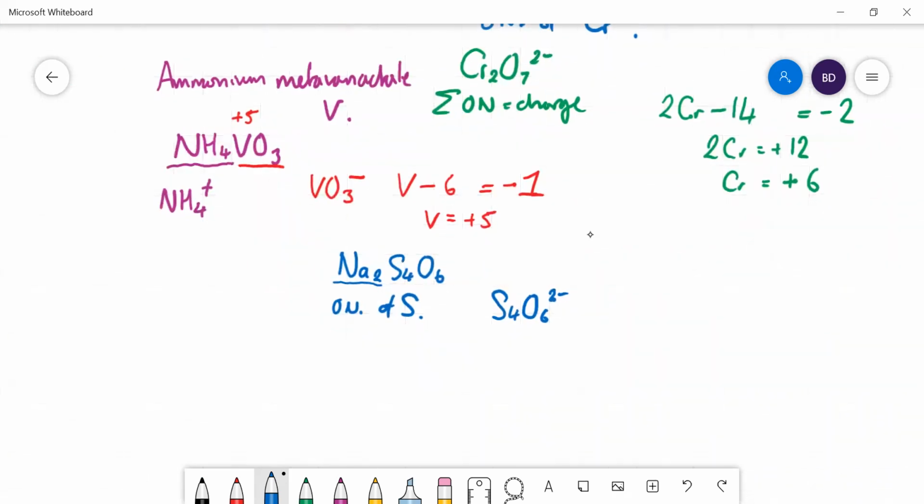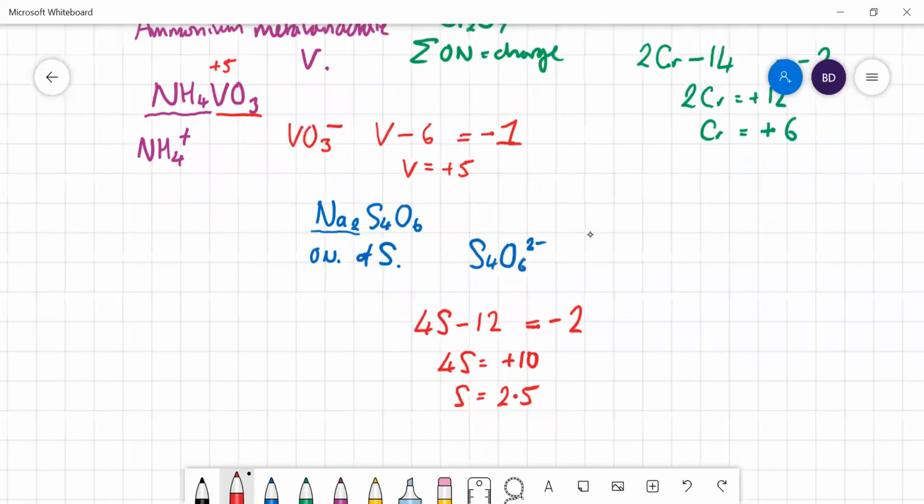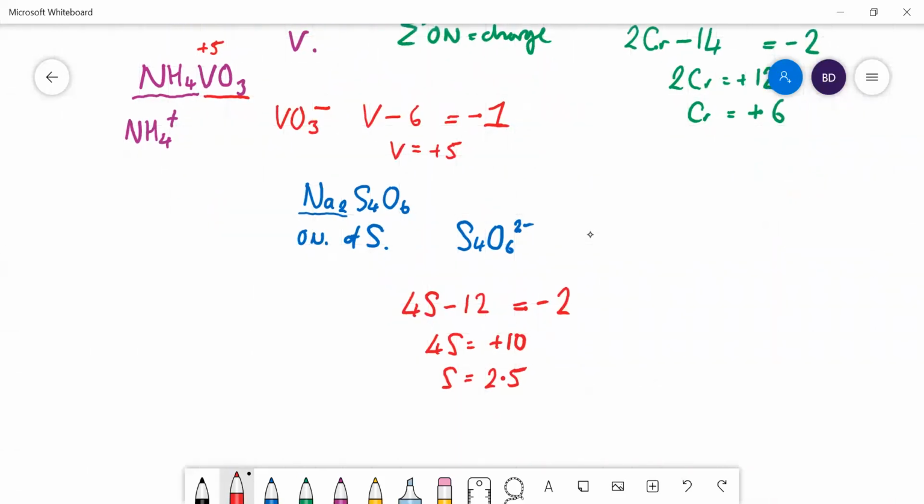So the charge on the species is -2. The sulfur, there's 4 of them. And we've got 6 oxygens, each one's -2, so that's -12. So 4S is equal to +10. So that means S is equal to 2.5. And that's where you think, oh, I've gone wrong, because it's fractional, and we've said oxidation number.